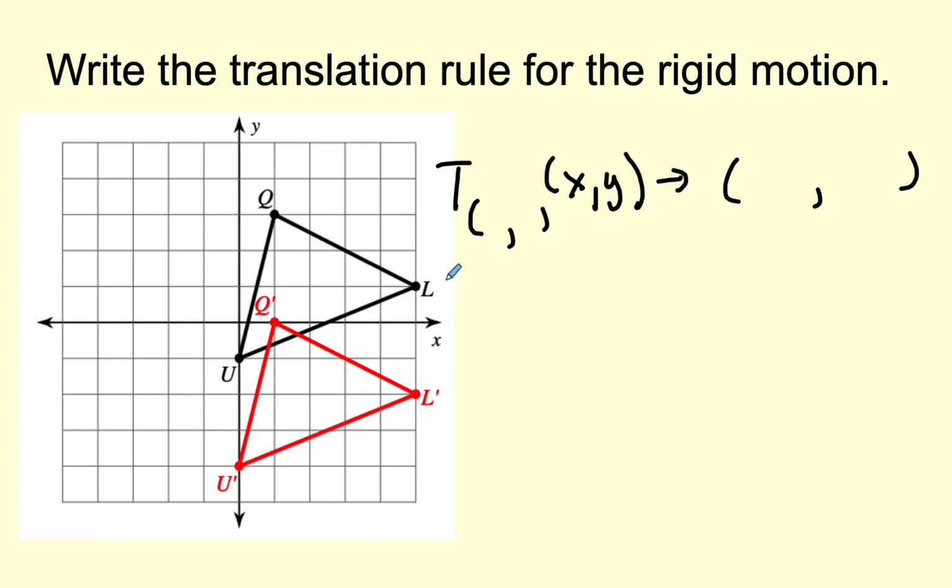Okay, let's try it again. This time, again, pick one point. That'll help you. I think I'll just pick U here. This is my pre-image because it has no prime, and this is my image. And it doesn't look like I'm moving anywhere to the left or the right, so I'm going to write 0, and it looks like I'm just moving down 3 units. So my rule will look like this: just x, nothing changes, and then y minus 3.